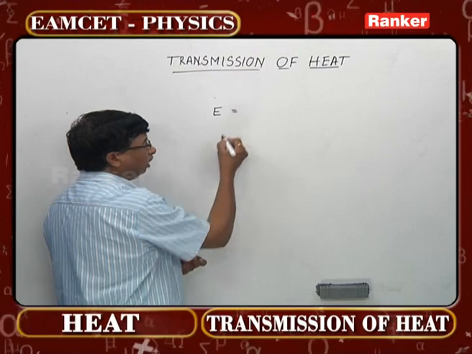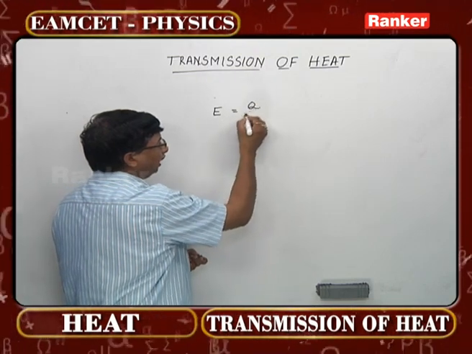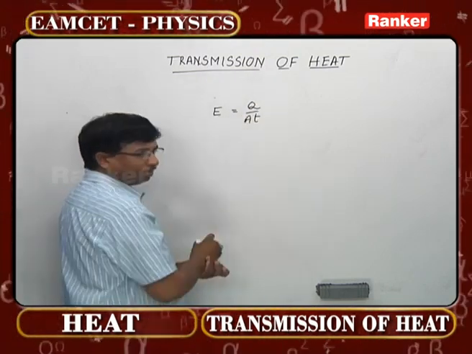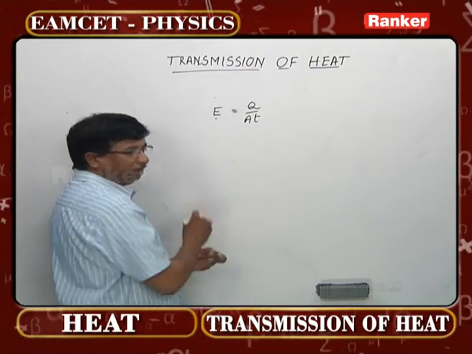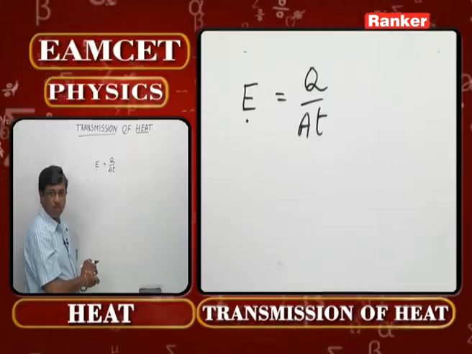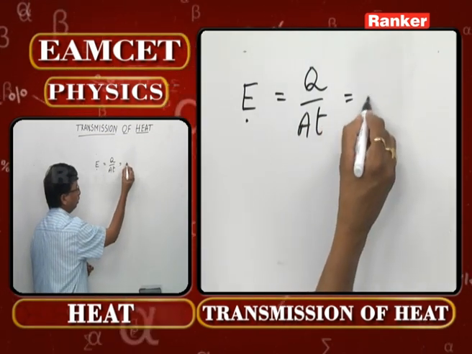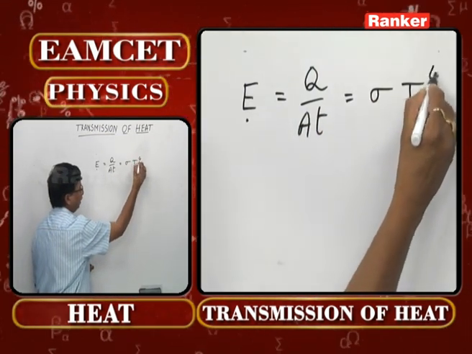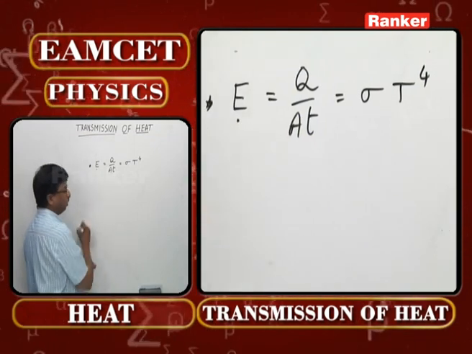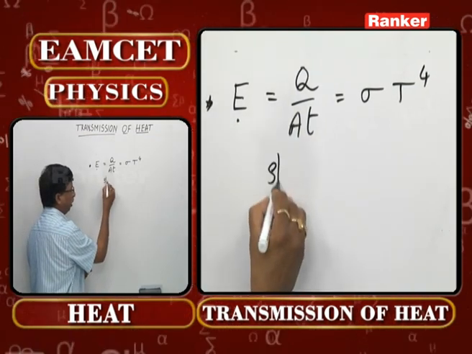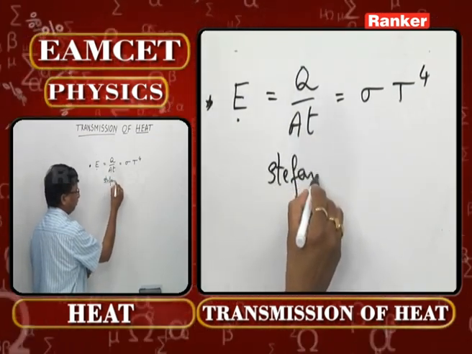That is what is called Q by A into T. That is directly represented by E. That is the amount of energy emitted per unit area per unit time. That is equivalent to sigma into T power 4. This is the first formula, which in fact we call Stefan's law.